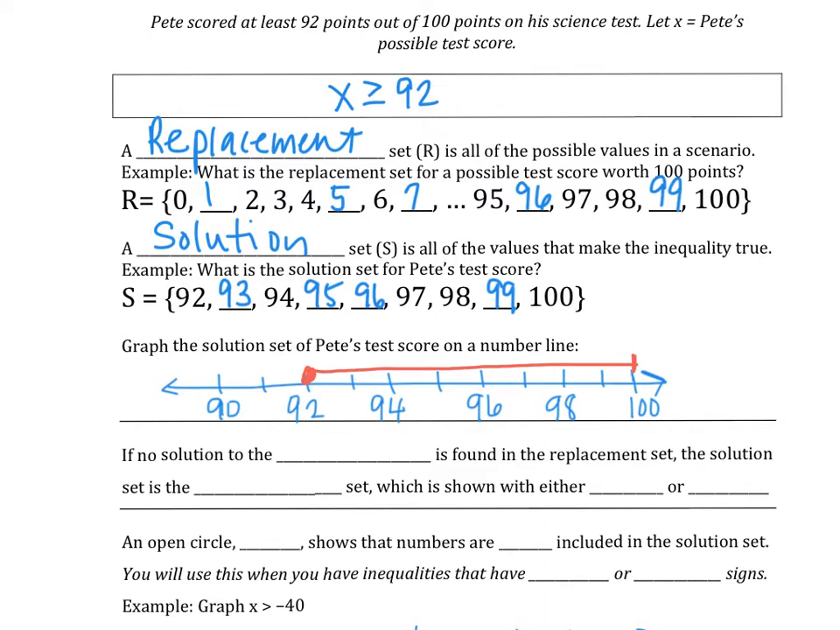If no solution to the inequality is found in the replacement set, the solution set is the empty set, which is shown with either an empty bracket or a 0. That's if there's no solution to the inequality.